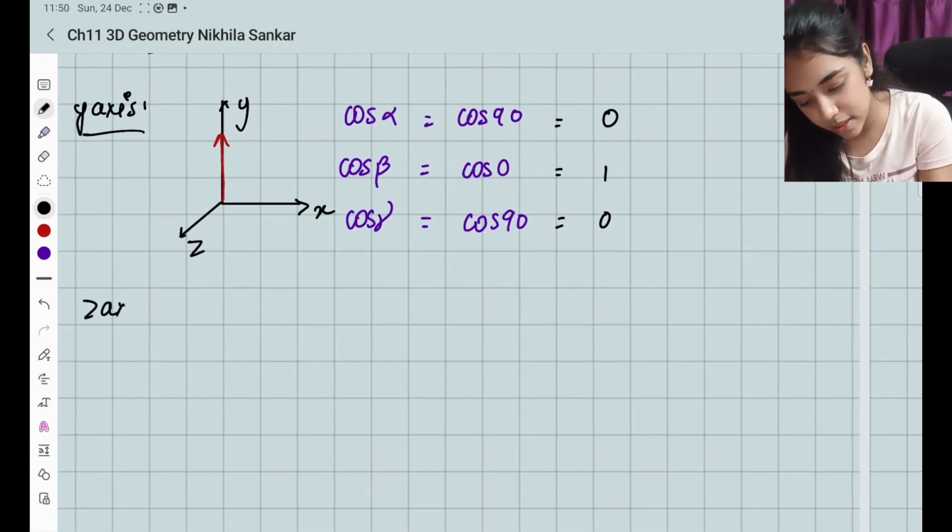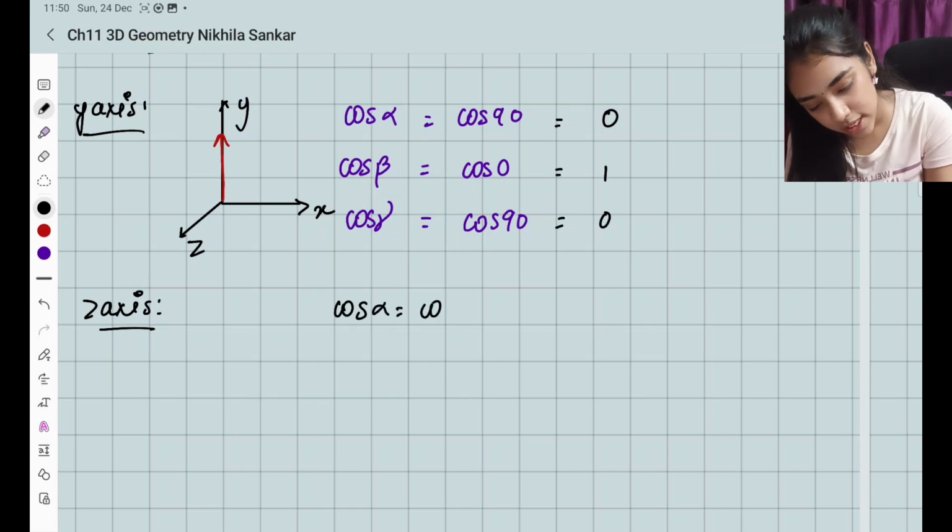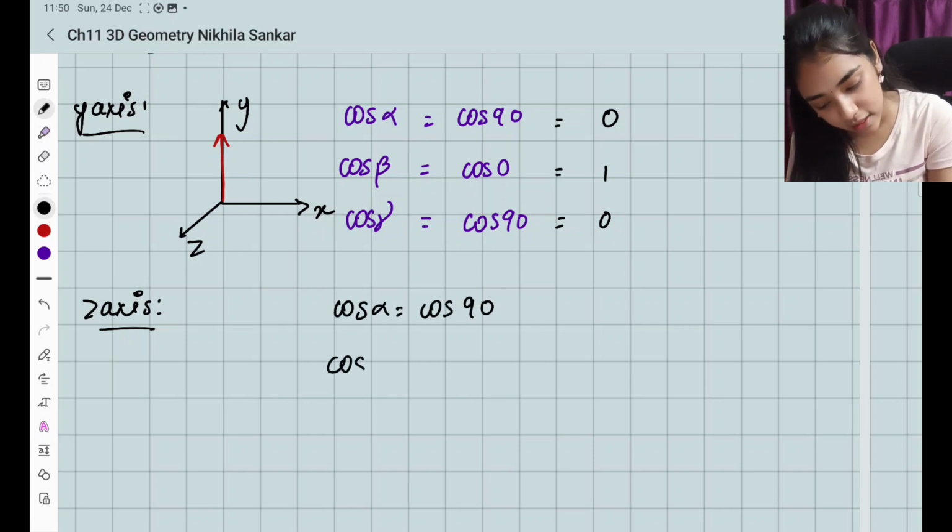So இப்போ z axis க்கு எப்படி இருக்க போகுது? It is on the z axis, which means you have cos alpha equals cos 90, then cos beta equals cos 90.